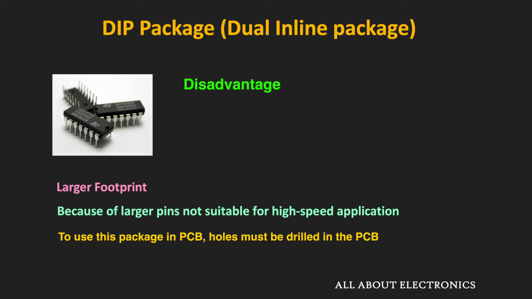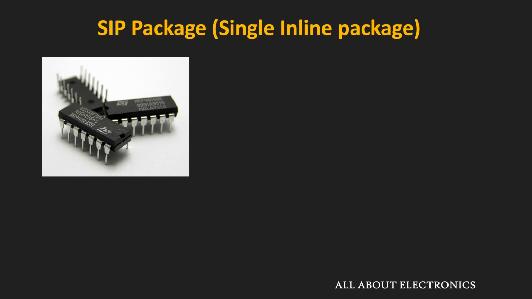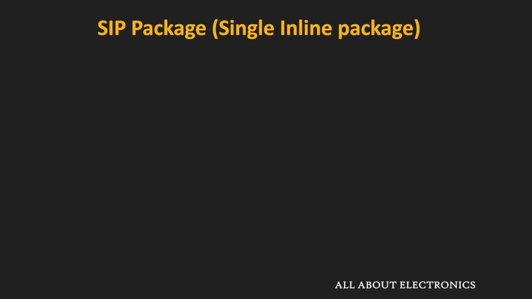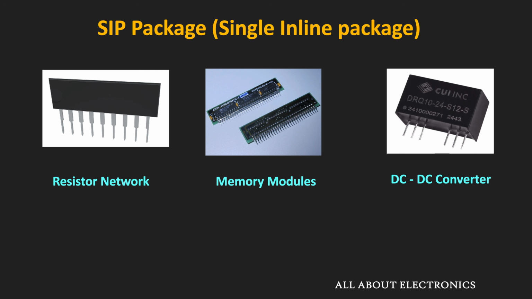Similar to the DIP package, we also have the SIP package, which is known as the single inline package. In the DIP package, we have seen that the pins are arranged in two rows. In this SIP package, the pins are arranged in a single row. This package is used very little nowadays, but it is still used in some resistive or capacitive networks, as well as in some DC to DC converters. And if you see the early memory modules, they were also using this SIP package. Similar to the DIP package, this package is also a through-hole package.